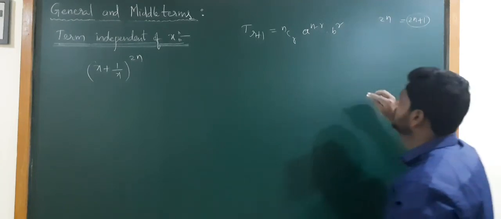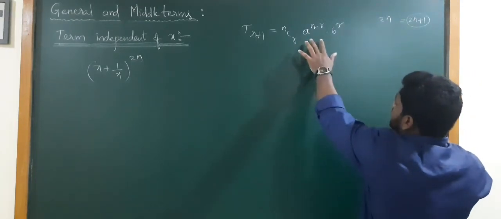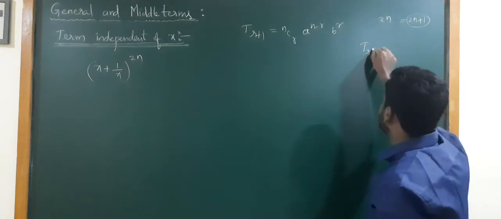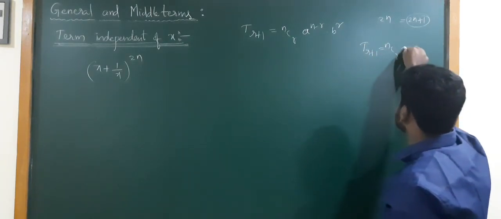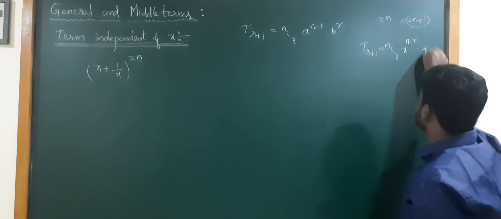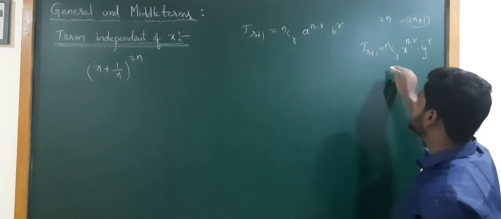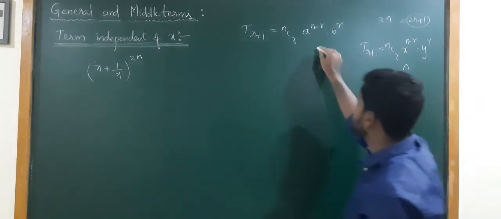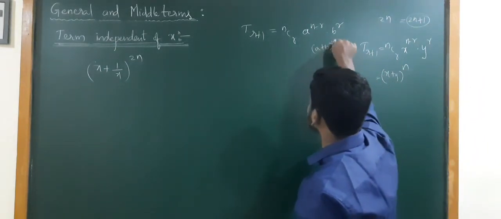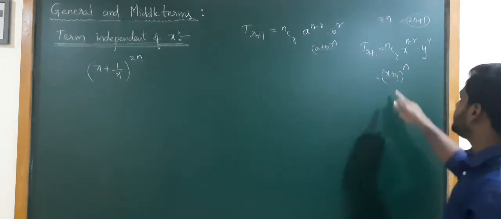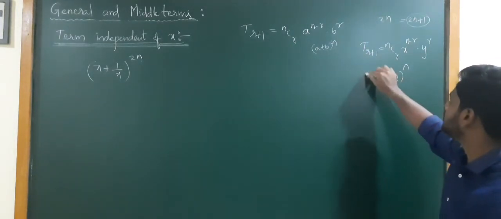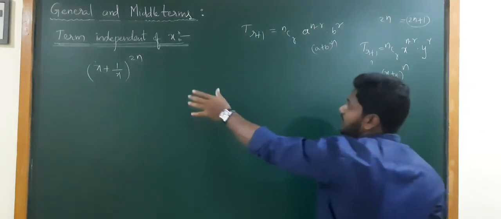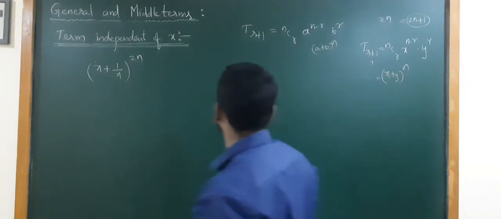If you refer to some books, they will give the general term as T(r+1) equals nCr x to the power of n minus r into y to the power of r. This is also correct if they consider (x + y) whole to the power of n. If we consider (a + b) whole to the power of n, this is the expansion. If we consider (x + y) whole to the power of n, this is the general term. Now by using this general term, we are going to find the term independent of x.